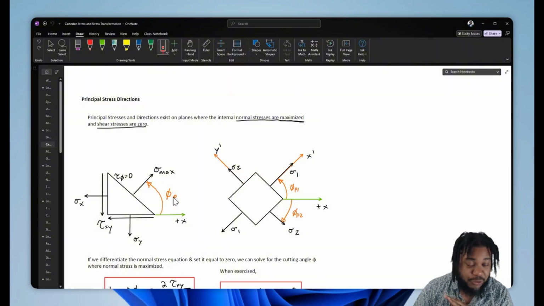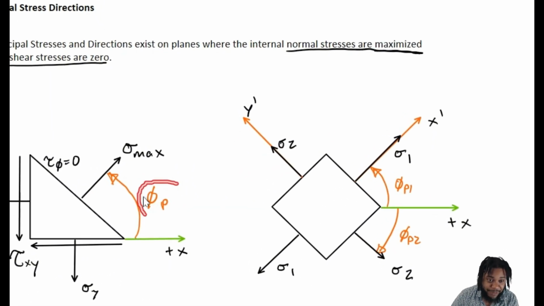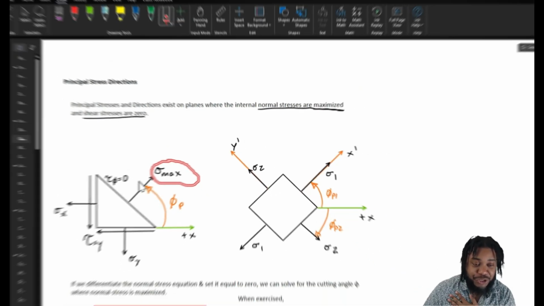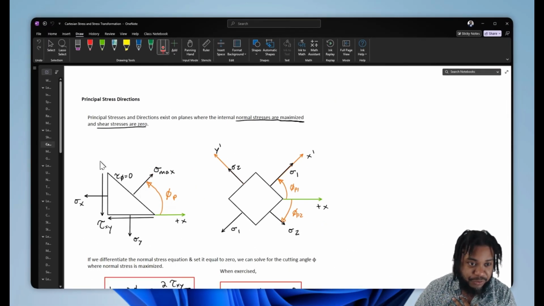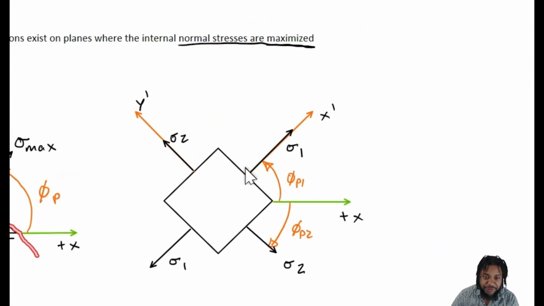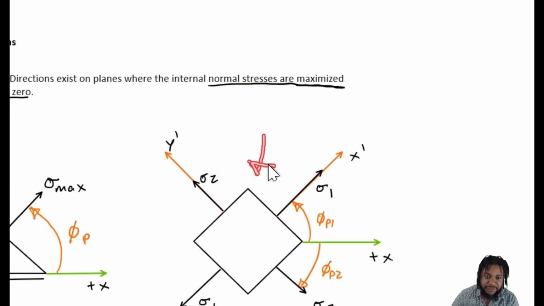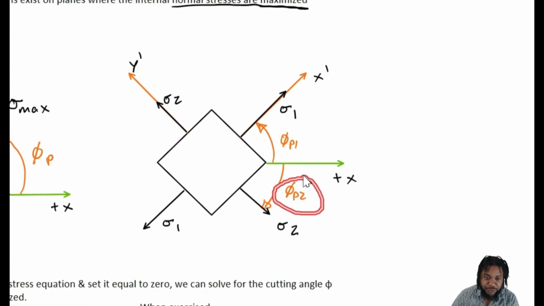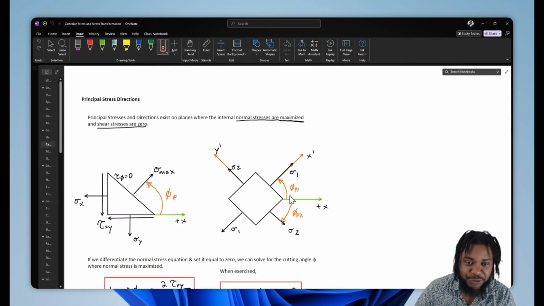So there exist some special values of phi where normal stress is maximized and there is no shear stress. And we can find it by either sectioning at that angle or even rotating our element at that angle. And we actually find two of them. We find two angles for our 2D problem where this condition exists.